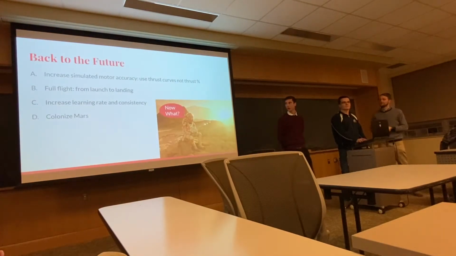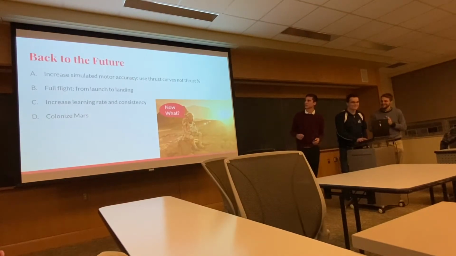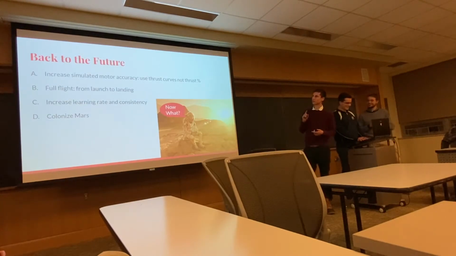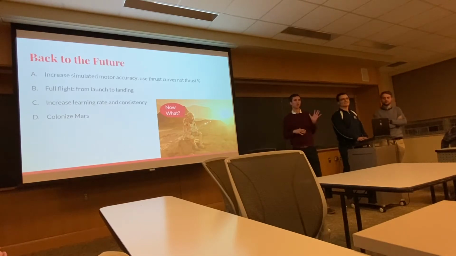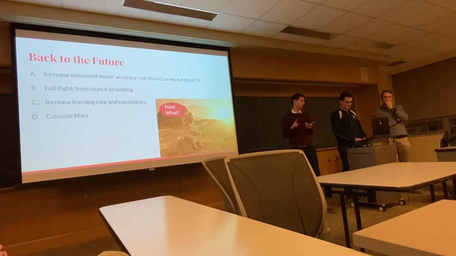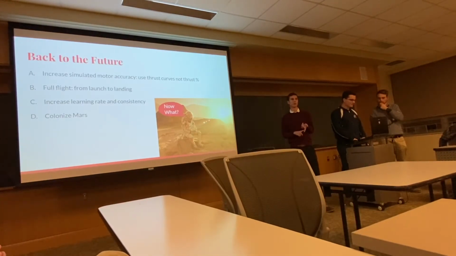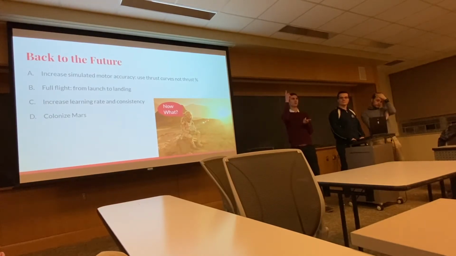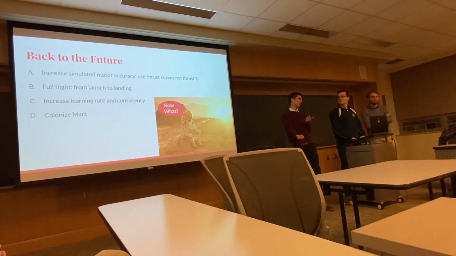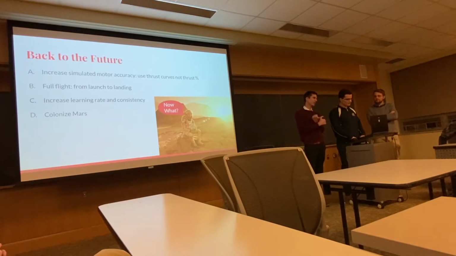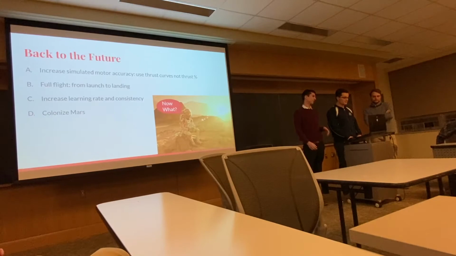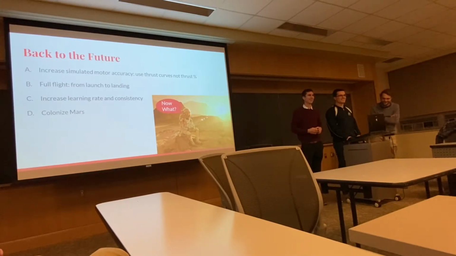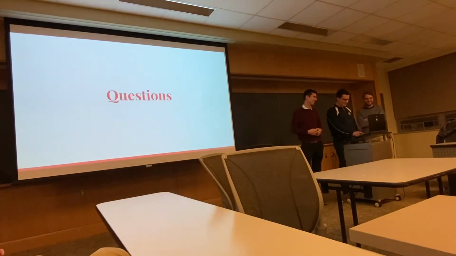Okay, so it's not too much future work. Increase the simulated motor accuracy. Right now we kind of have some hand waving about how it turns off and thresholds, so that can be made better. You could do full flight, so go up where it has to conserve fuel and everything, then fall back down and control itself. Increase the learning rate and the consistency, which I think is just an obvious given, and then colonize everything. I think that's it.